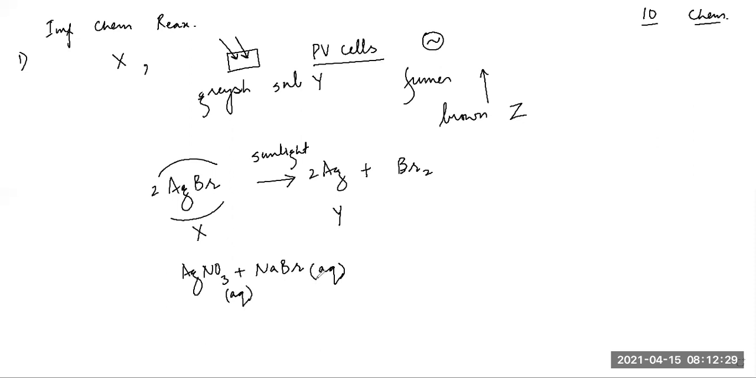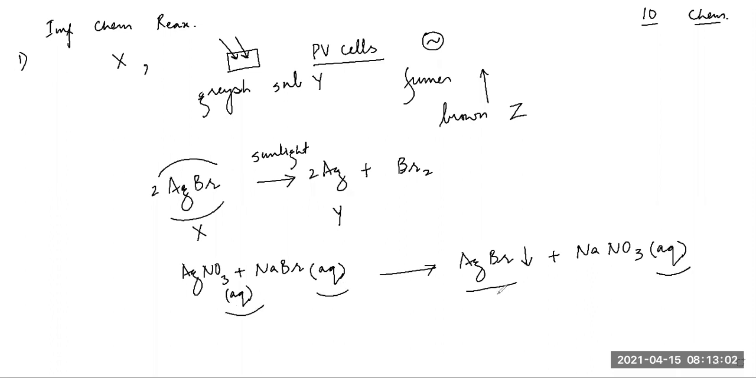If you want to get AgBr, you add sodium bromide solution into a test tube containing silver nitrate solution. So when you do this, you get AgBr, right? Down arrow means solid, plus sodium nitrate, NaNO3. Obviously, one will be aqueous. When two reactants are aqueous, definitely one product will be aqueous and one precipitate or one solid thing you will get.